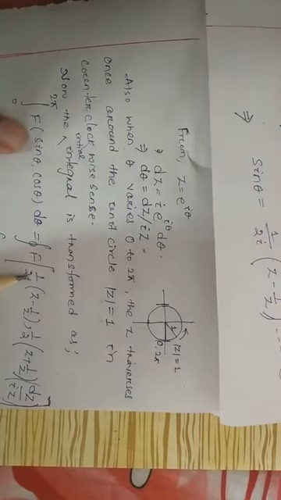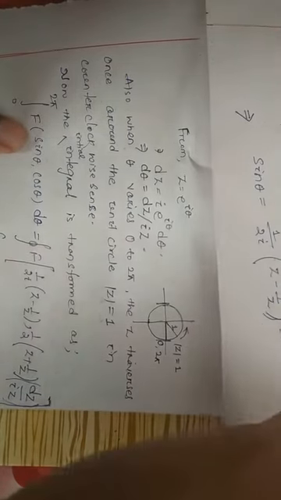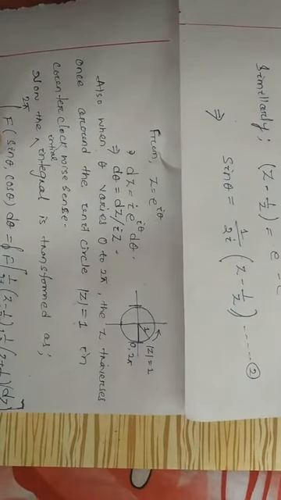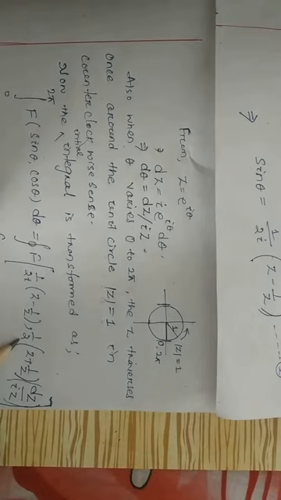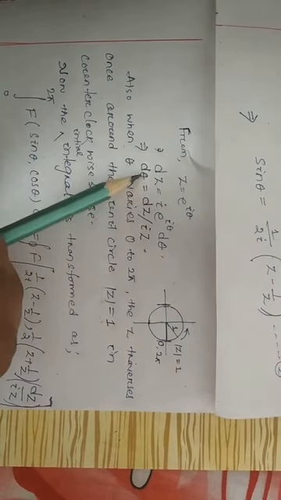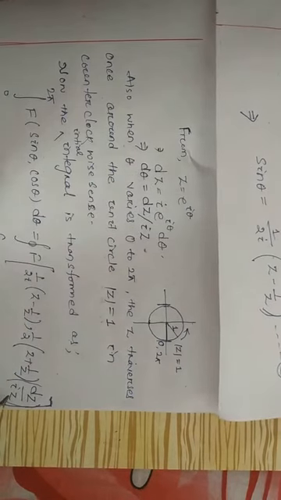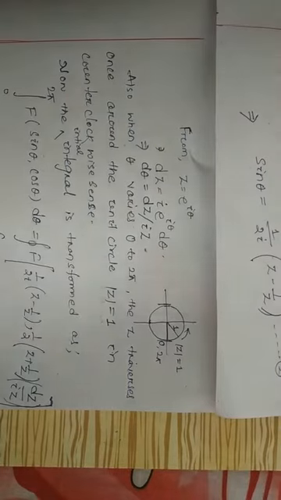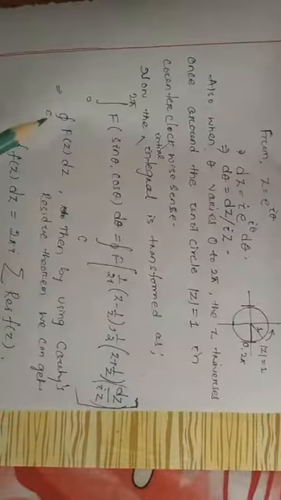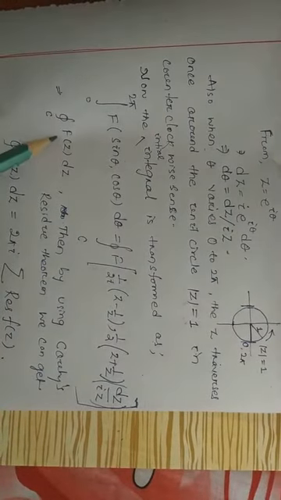Instead of sin theta we have to write (1/2i)(z minus 1 by z). Likewise, instead of cos theta we have to write 1 by 2 (z plus 1 by z). Instead of d theta we have to write dz by iz. Now with simplicity we can write the closed integration over C of f(z) dz.